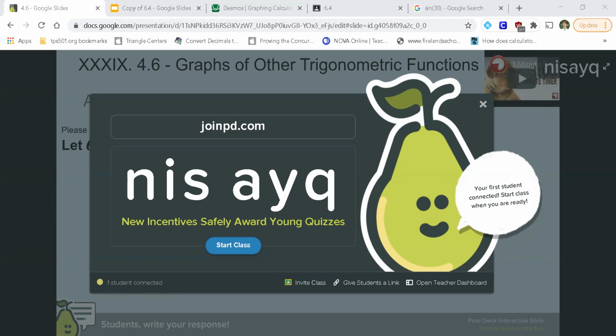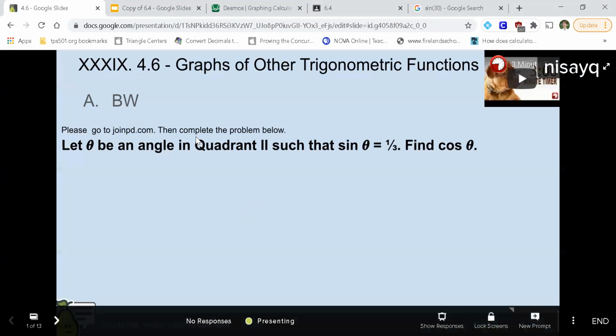Okay, it is 1:35, so you should join. And for bell work today, given an angle in quadrant 2 and with a measure of sine of that angle being 1/3, tell me what the cosine of that angle would be.